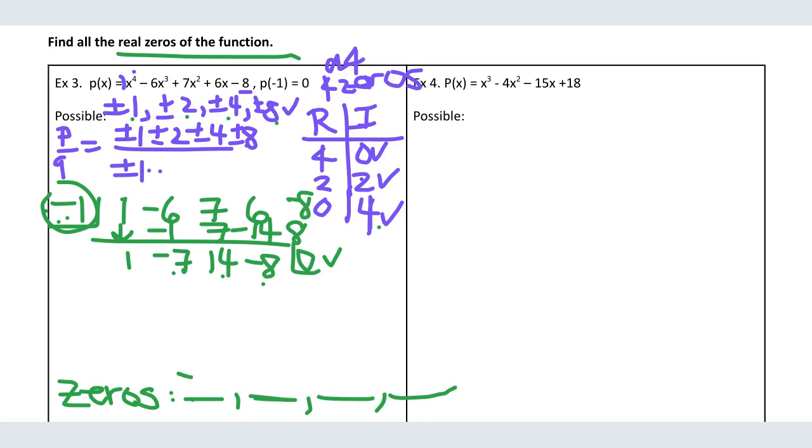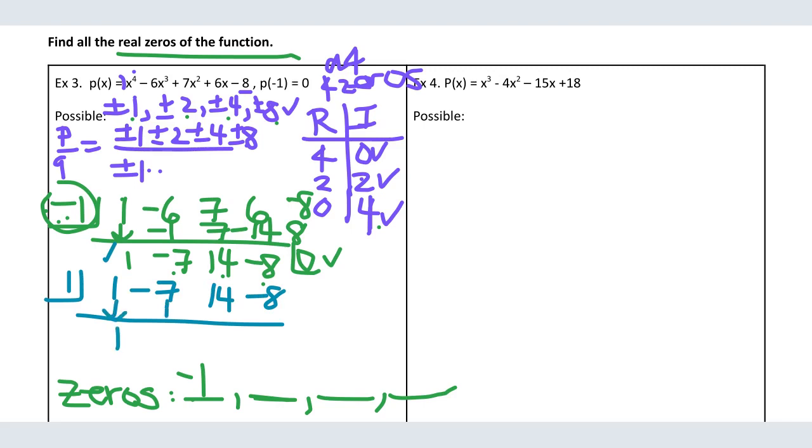We already found one of them, negative 1. Now we'll go ahead and find another one that works. By trial and error, we know that 1 works. Synthetic division with 1, negative 7, 14, negative 8. Notice we're using the resulting polynomial instead of the one given.